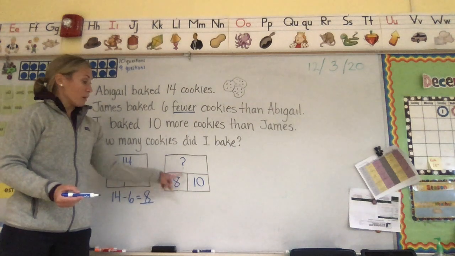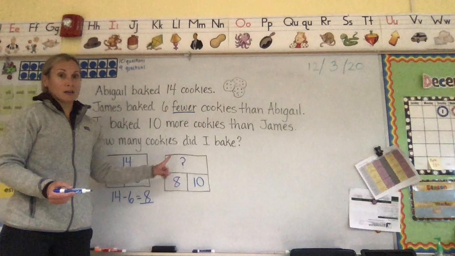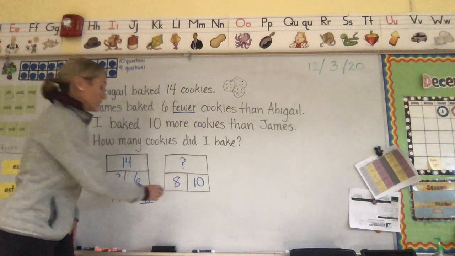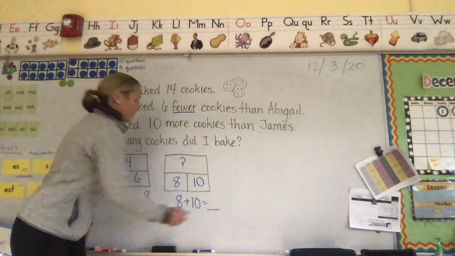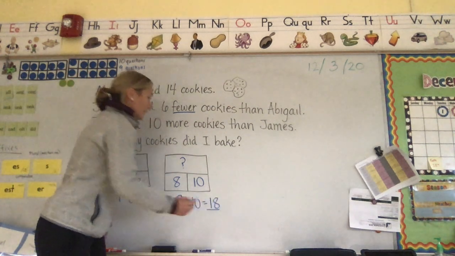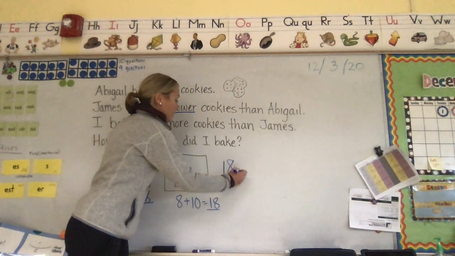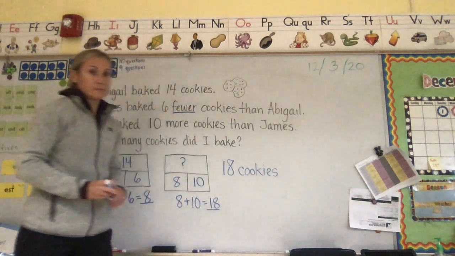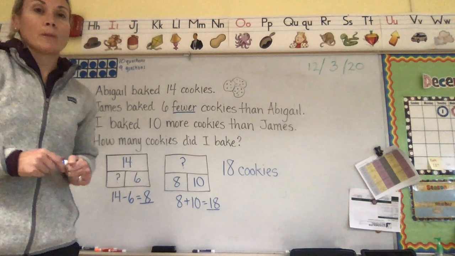So I have my 2 small parts. I'm trying to find my bigger total. This bar diagram tells me that I need to add these numbers together. So my second step will be to add 8 plus 10. And I know that 8 plus 10 equals 18. So how many cookies did I bake? I baked 18 cookies.